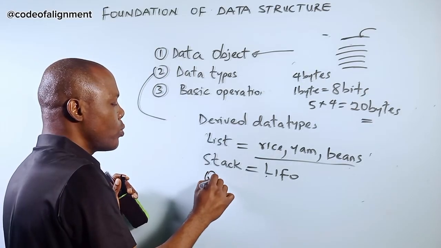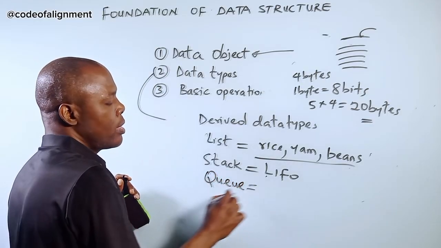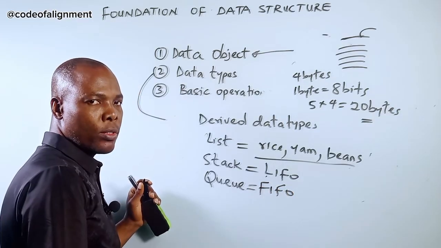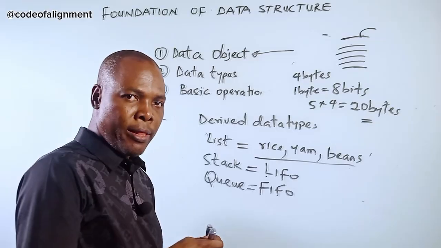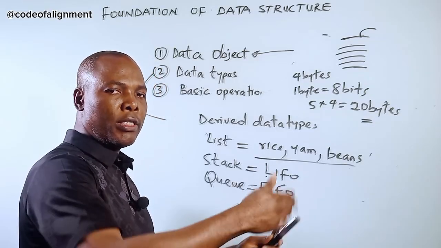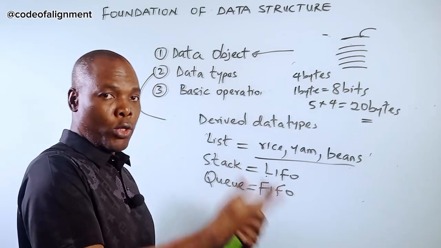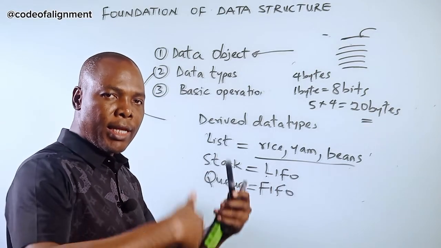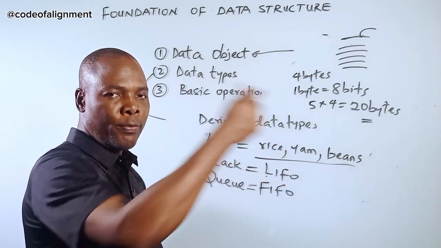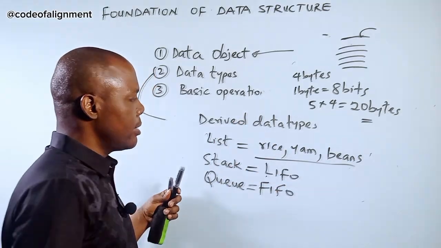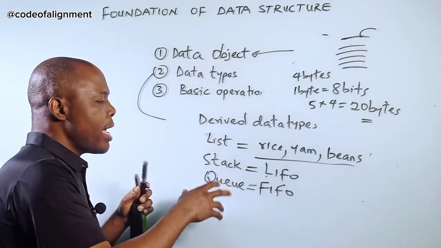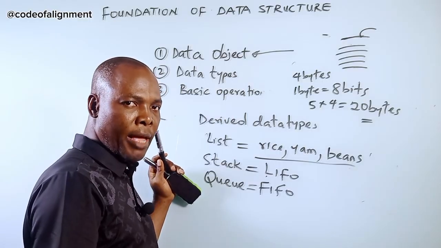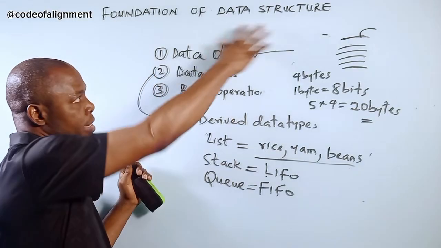Then we also have queue. This one is using FIFO. First in, first out. So you go to the filling station to buy fuel. The first person that drove in is the first person that is going to drive out. Assuming we have just one pump, right? That is a queue. Or you go to the bank to withdraw money, and then there is a queue. So the first person that came in is the first person that should go out. That is the concept of queue. So these are derived data types from what? The built-in data type. So that is what you are looking at, because you're looking at the foundation of data structure.